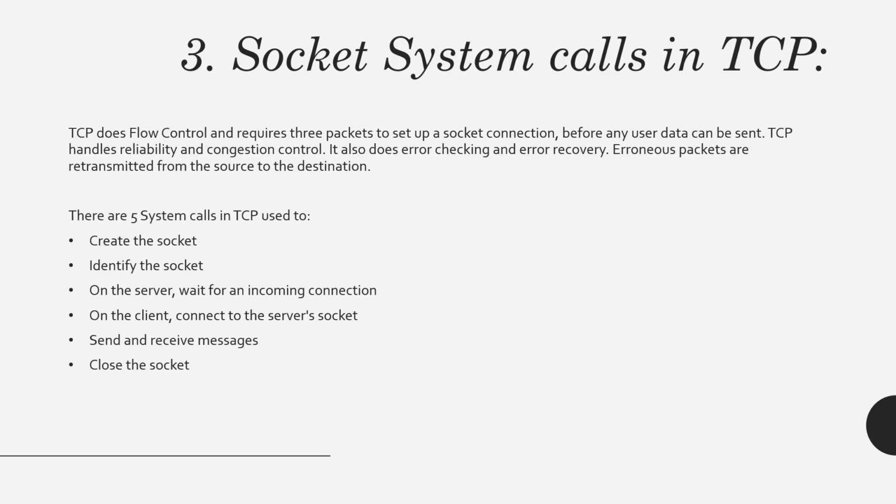So coming to the next subheading, socket system calls in TCP. TCP does flow control and requires three packets to set up a socket connection before any user data can be sent. TCP handles reliability and congestion control. It also does error checking and error recovery. Error packets are retransmitted from the source to the destination. There are five system calls in TCP used to create a socket, identify the socket on the server, wait for the incoming connection, on the client, connect to the server socket, receive and send messages, and close the socket.